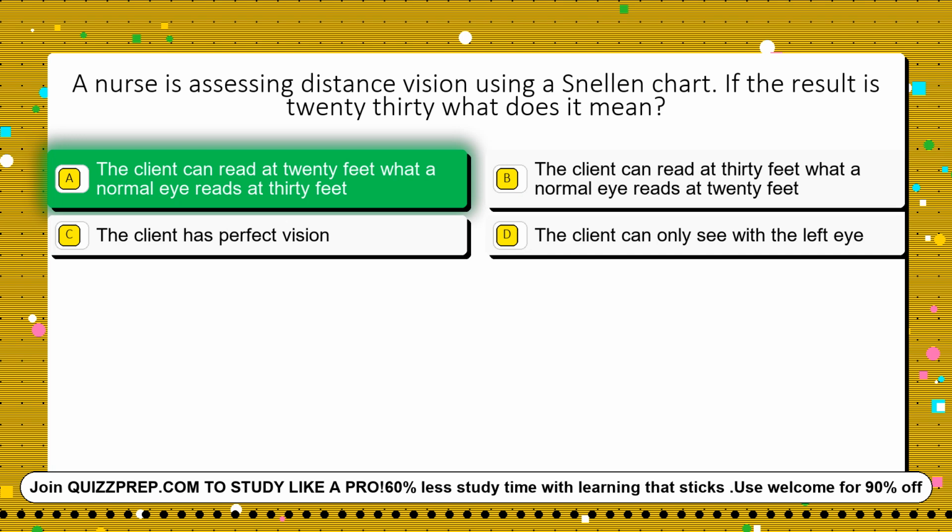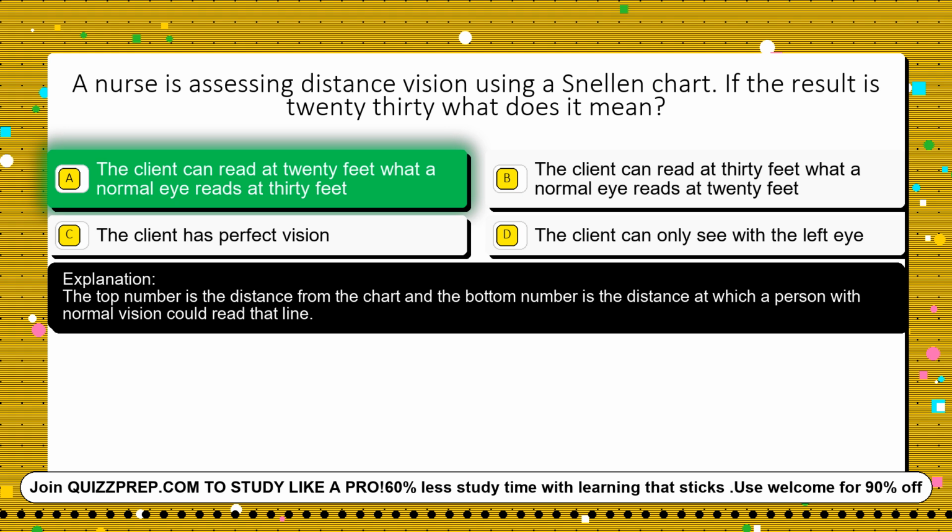The correct answer is option A. The client can read at 20 feet what a normal eye reads at 30 feet. The top number is the distance from the chart and the bottom number is the distance at which a person with normal vision could read that line.